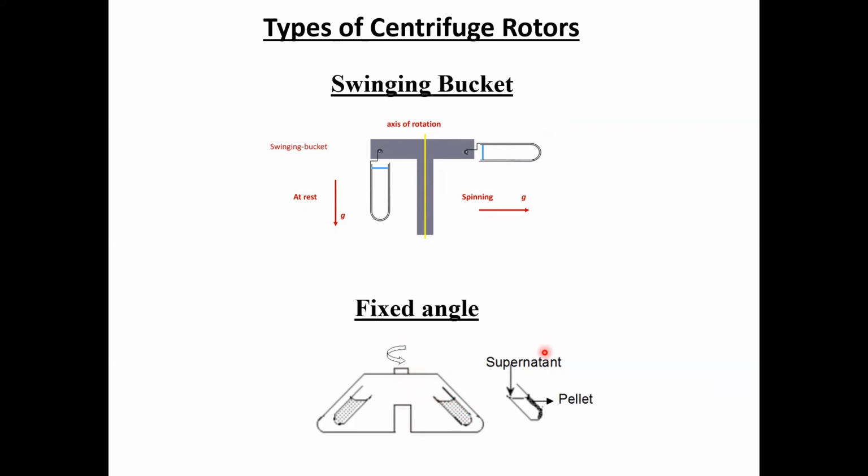And of course, we didn't mention it here, but each one of these has its own specific advantages and disadvantages. For example, if you want to go to very low speeds, you use the swinging bucket. If you want to go to very high speeds, you choose the fixed angle. Also, the swinging bucket is better for isolating and separating the pellet.